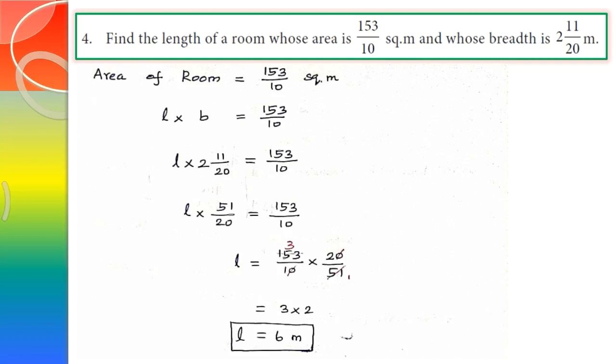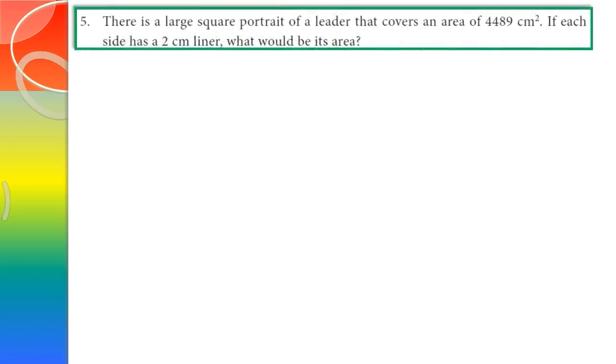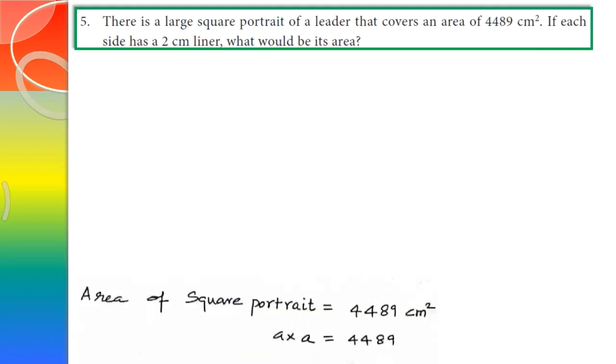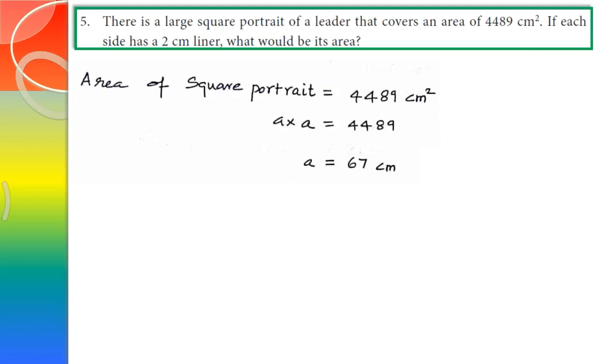Next, question number 5. There is a larger square portrait of a leader that covers an area of 4489 centimeter square. If each side has a 2 centimeter liner, what would be its area? Listen to the question. Area is given, and it is a square shape. So area of the square portrait is equal to 4489 centimeter square. Square's formula A into A equals 4489.